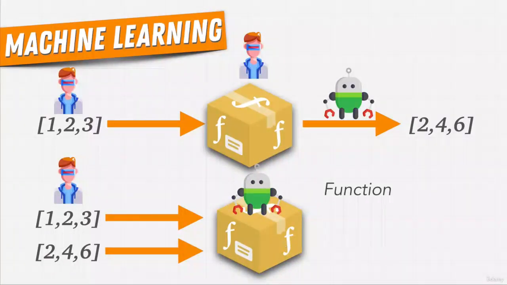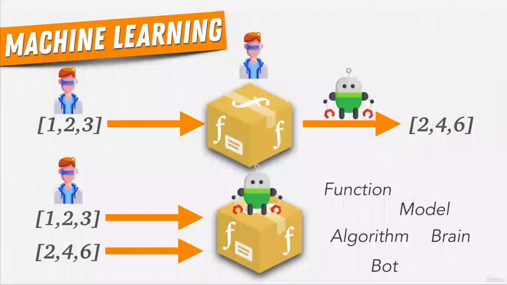It's simply a function. So instead of us writing the function like we have before, with machine learning, the machine writes the function. We just give it the input and the output. And the word function can be replaced with a model. You might have heard of the word machine learning model. That's all a model is. It's a function that receives an input and returns an output. Another word might be algorithm, a machine learning algorithm, a machine learning bot. And at the end of the day, it's a brain. We're pretending that this machine is a brain that understands the inputs and gives us the desired output.